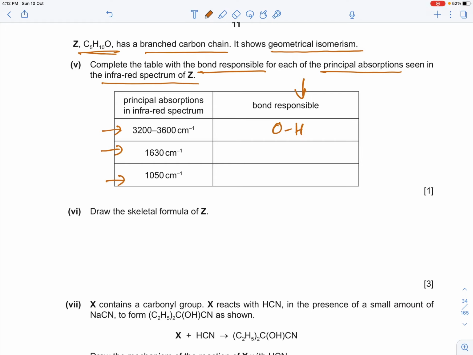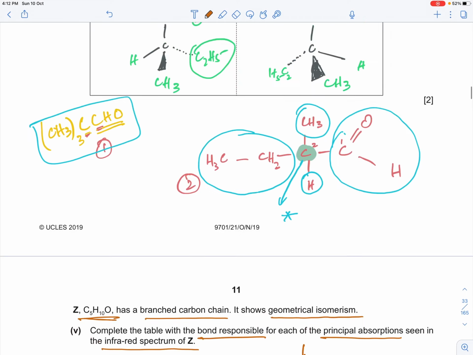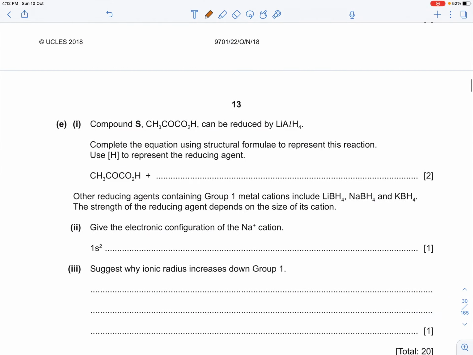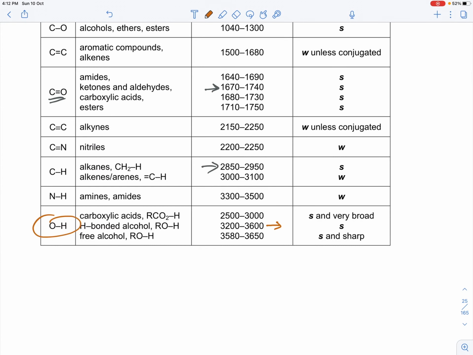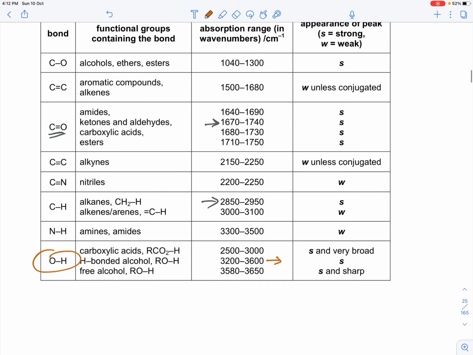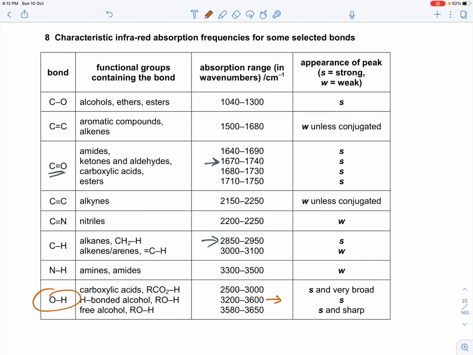All right, and then the peak at 1630, for the absorption range at 1630, so that would be 1630 and 1050. 1630, obviously it could not be a carbonyl group because it doesn't have two oxygen atoms. And they already told us that it shows geometrical isomerism. So that means it could have a carbon-carbon double bond, and the range also justifies 1500 to 1680.